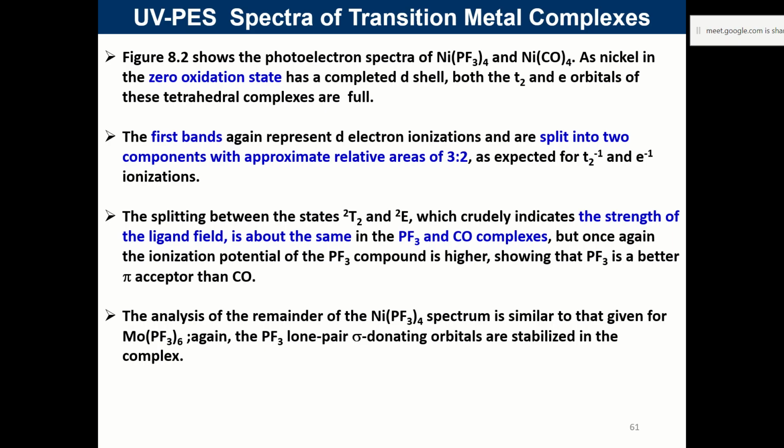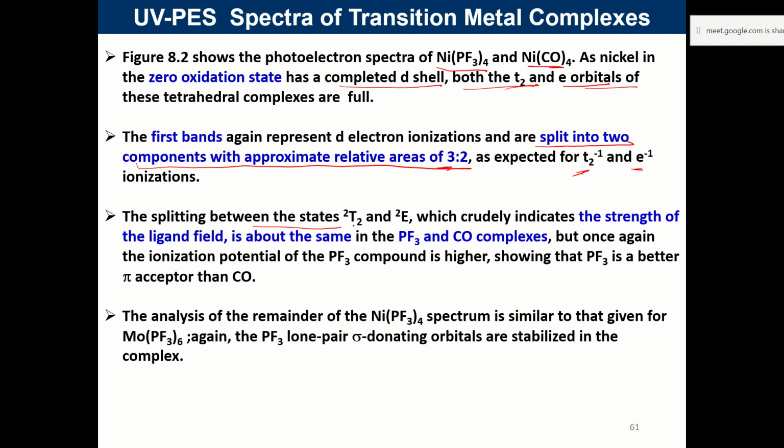So what do we find here, what do you find in the spectrum? Both are zero valent. Nickel is in the zero oxidation state. It has a complete d shell, both the T2 and E orbitals, which are full of electrons. The first band we found splits into two, corresponding to ionization from the T2 orbital and the E orbital. The ratio is approximately 3:2.